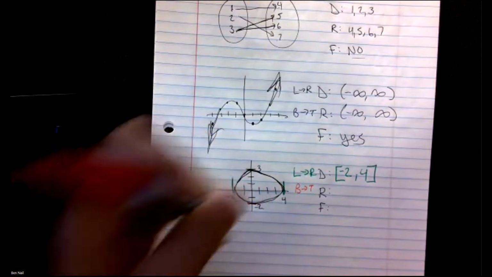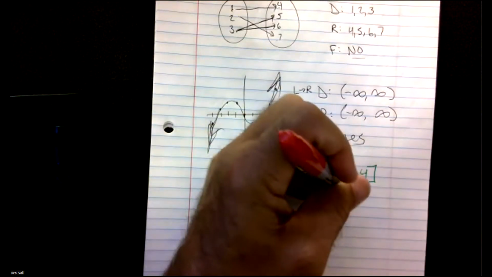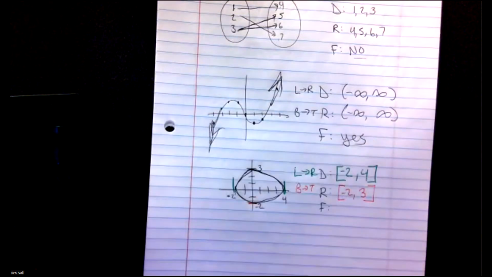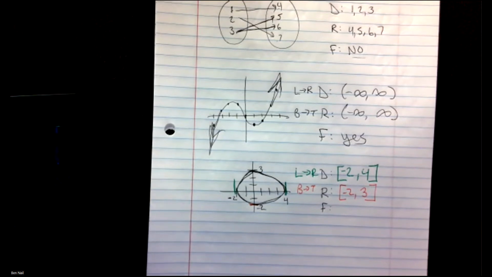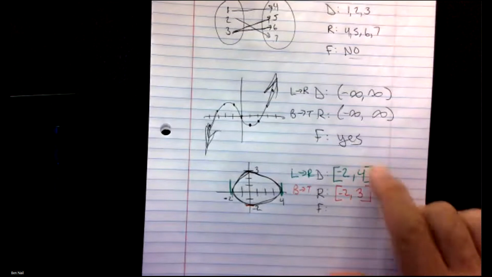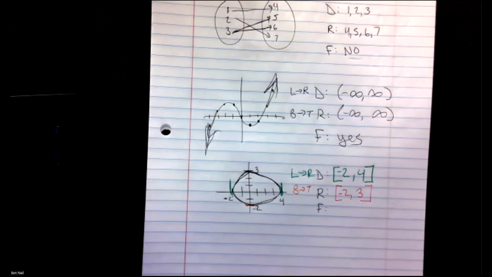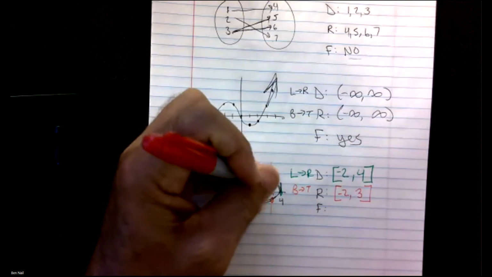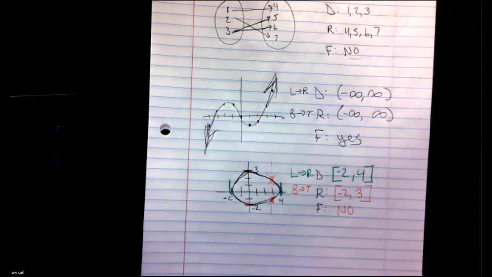Range, again, we read from bottom to top. We don't go below -2 and we don't go above 3. That sets your limitations. Your graph is going to fall in between this box. This sets the dimensions of the box. And same thing, if I draw a vertical line, it hits more than once. So this is not a function.